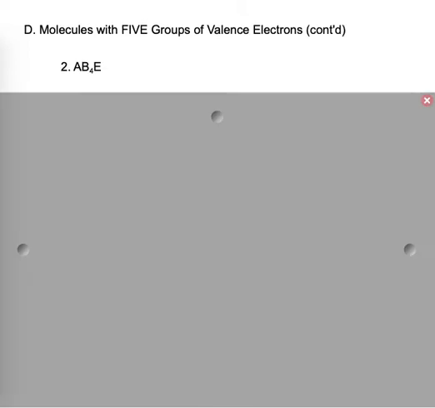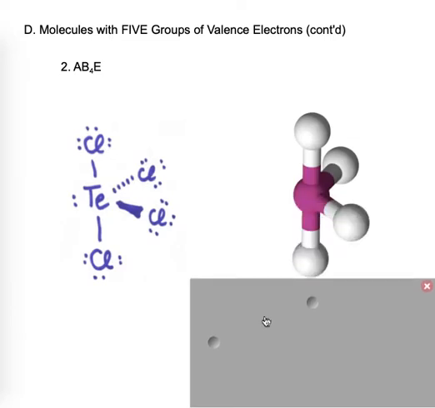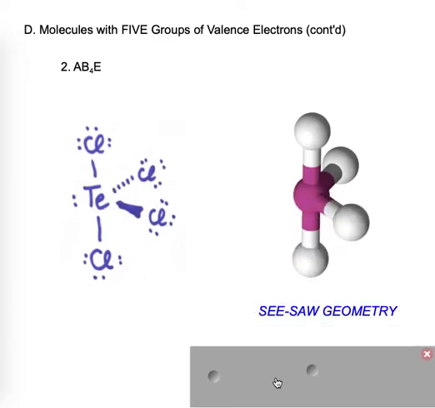So, for example, an AB4E type molecule, tellurium tetrachloride, notice that I replaced one of the bonded atoms in the equatorial plane with a lone pair. This, interestingly, is called a seesaw geometry. As before, the equatorial bond angle is still 120 degrees, and the axial equatorial bond angle is still 90 degrees.